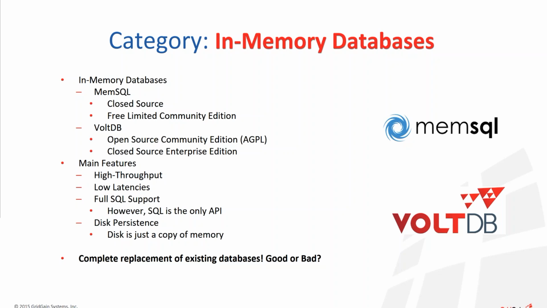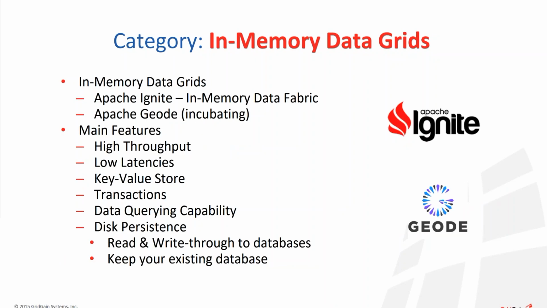So sometimes a complete replacement of a database may be a good thing, sometimes a bad thing. I would say, again, if you're replacing the database, probably something is significantly wrong in your architecture. Generally speaking, you want to accelerate your database or put some acceleration on top of it. And that's where products like in-memory data grids or in-memory data fabric come in.